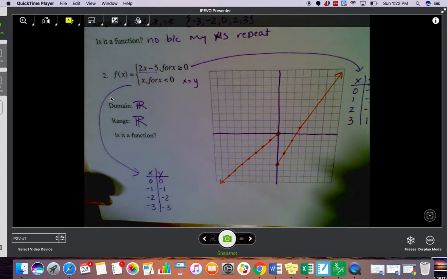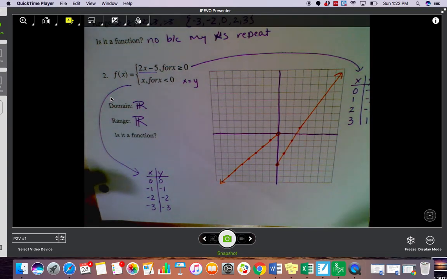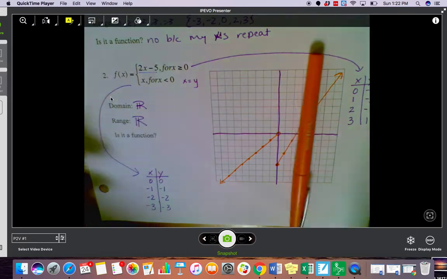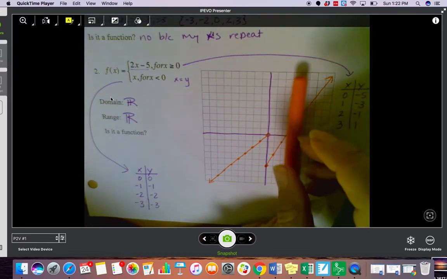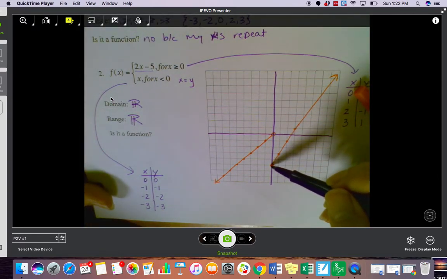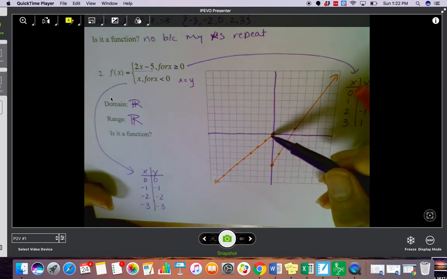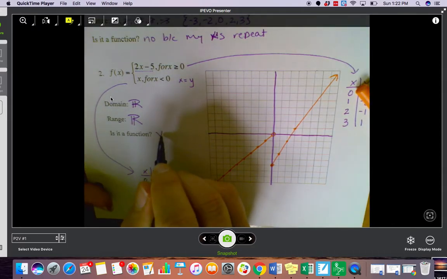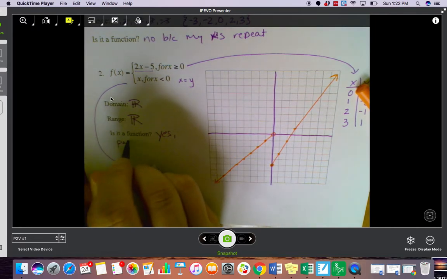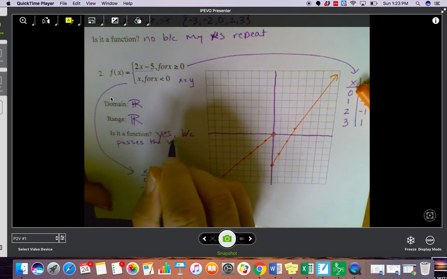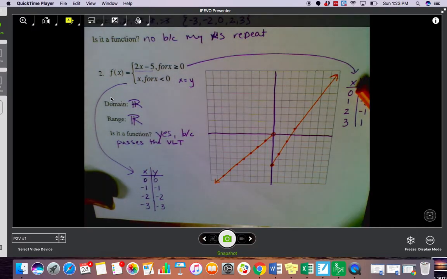Is it a function? Well, this is when we do the vertical line test. And if I put my pen here, it'll only touch once. No matter where I put my pen, it's only going to touch one time. The tricky part is right here. It touches here, and then we think it touches here, but this is an open circle, so that's not included in the solution. So again, that is okay. It passes the vertical line test. So I'd say yes, because it passes the VLT, which is a vertical line test.